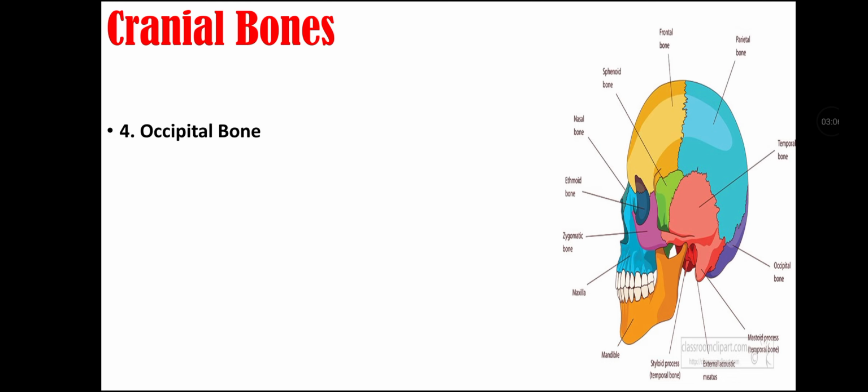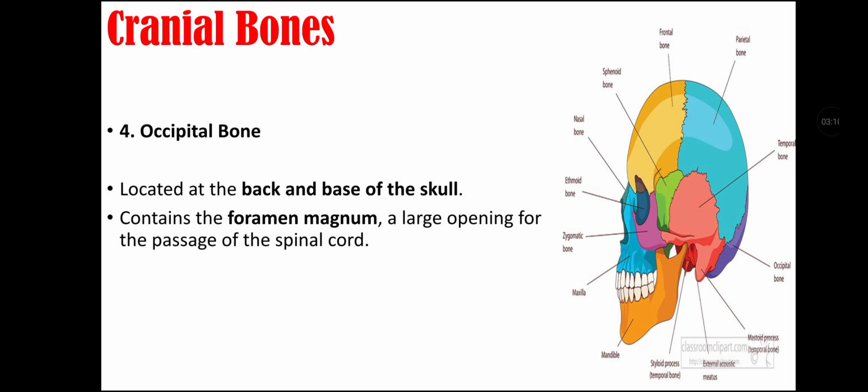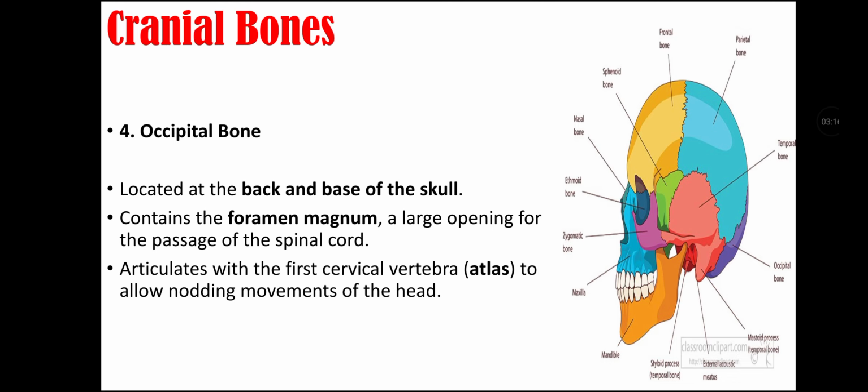Next cranial bone we have is the occipital bone. It is located at the back and base of the skull. It contains the foramen magnum, that is a large opening for the passage of spinal cord. It articulates with the first cervical vertebra, that is Atlas, to allow nodding movement of the head. It also provides attachment for the neck muscles.